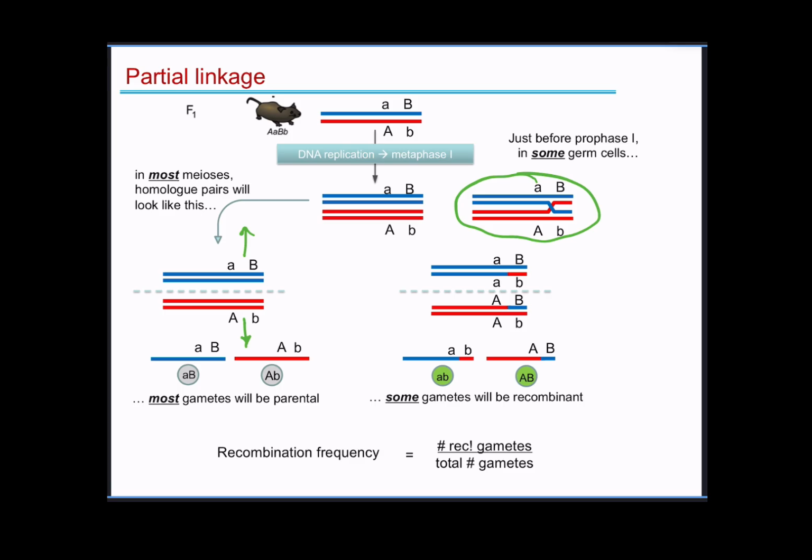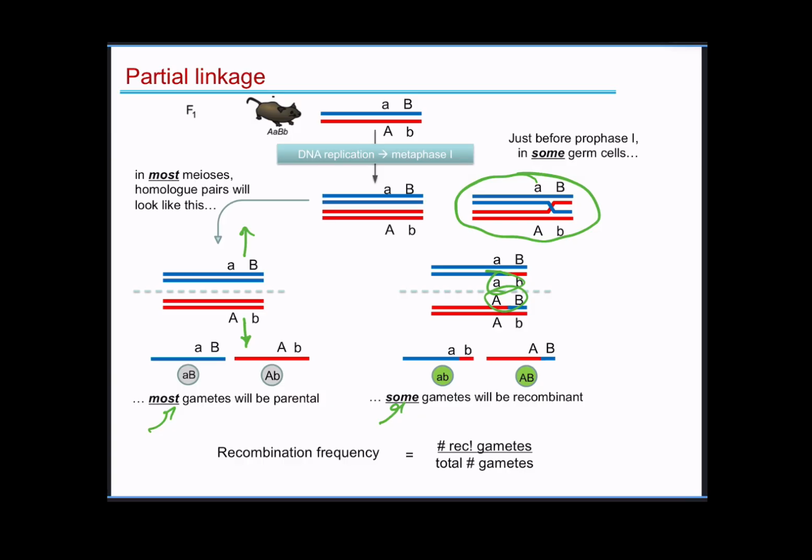And it used to be that the recessive A always traveled with the dominant B from one parent, and the dominant B always traveled with the recessive A. I just said the same thing twice, the other way around. But now they've reshuffled, and you have some gametes that will inherit a recombinant allelic combination. So some gametes will be recombinant, most gametes will be parental.